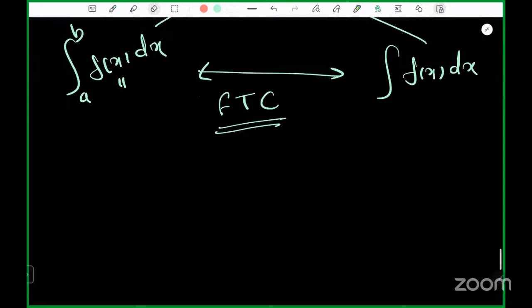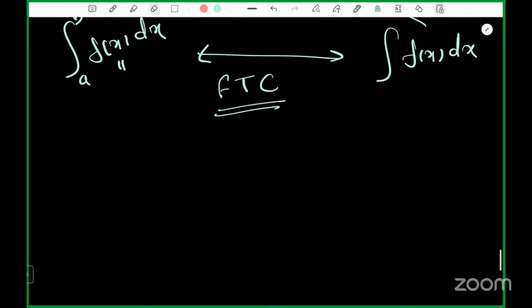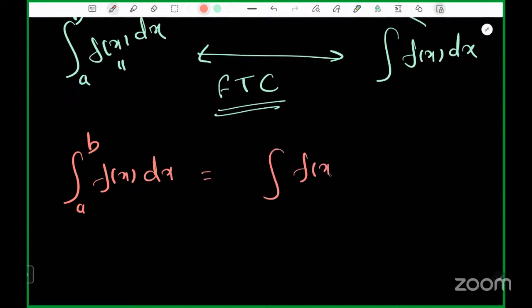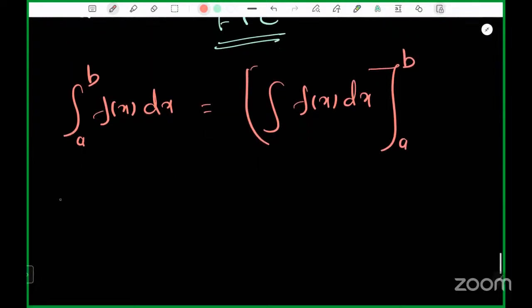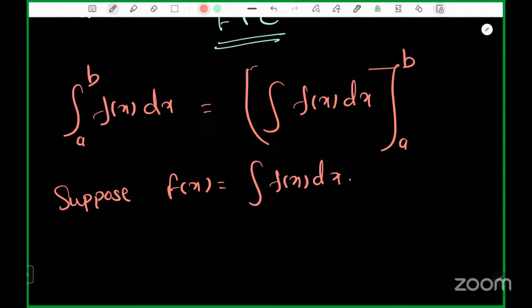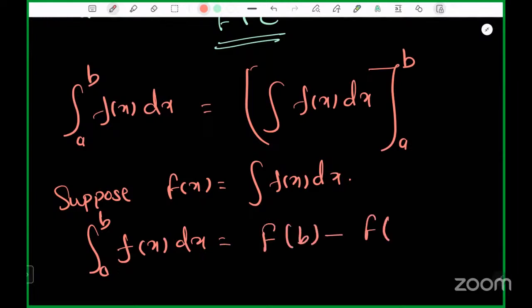So what does the fundamental theorem of calculus do? It says that the value of integration a to b f of x dx is actually the value of the integral f of x dx computed over the two limits a comma b. So suppose capital F of x is integration f of x dx, then integration a to b small f of x dx is actually equal to capital F of b minus capital F of a, where this capital F is the antiderivative of small f.